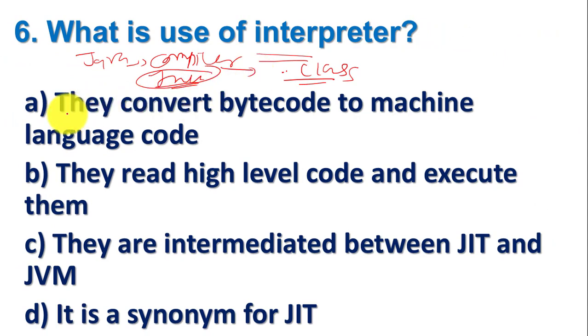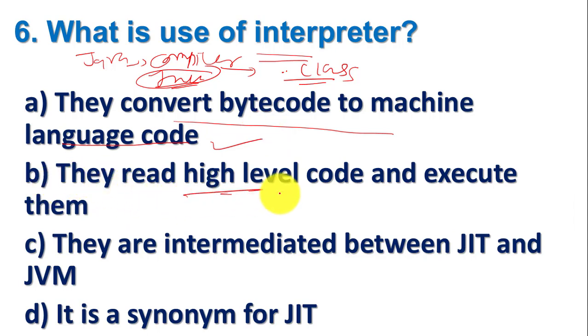So what it does, first they convert bytecode to machine language code. This is sort of correct. It takes a bytecode, it executes it line by line and it converts it to a machine code, but line by line. So it converts and it runs that machine code. Again, it goes to second line, takes it in, converts to machine code and runs it. So it does it line by line. So here A is the right answer.